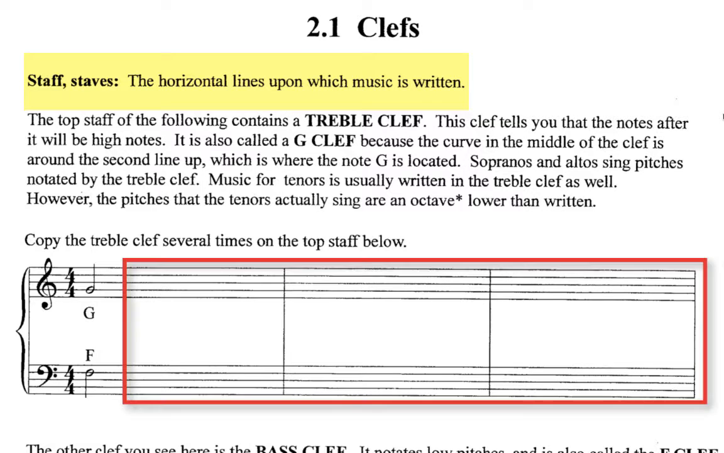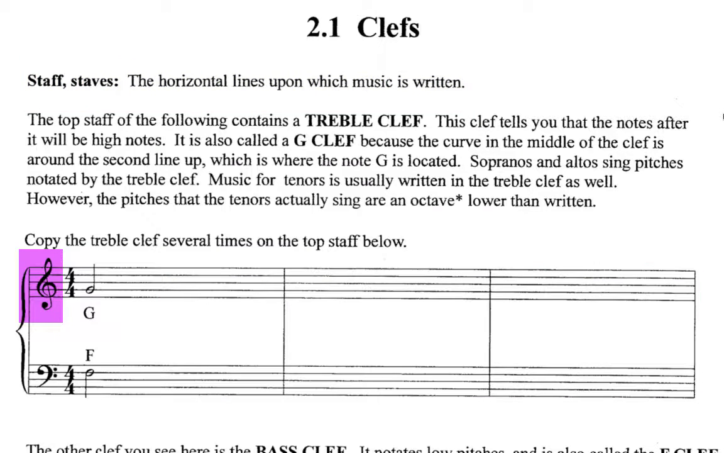Staff, or staves, are defined as the horizontal lines upon which music is written. The top staff of the following contains a treble clef. This clef tells you that the notes after it will be high notes. It is also called a G clef because the curve in the middle of the clef is around the second line up, which is where the note G is located.